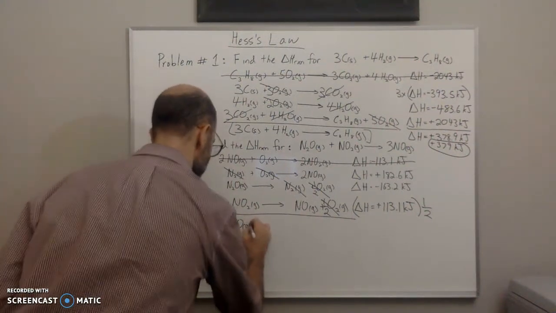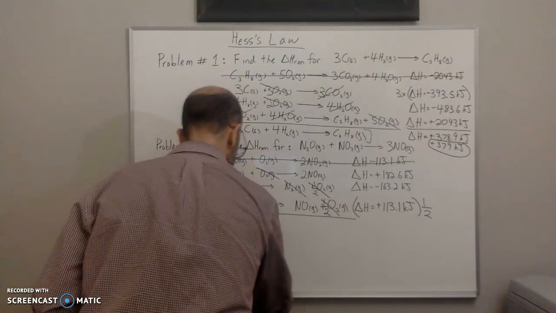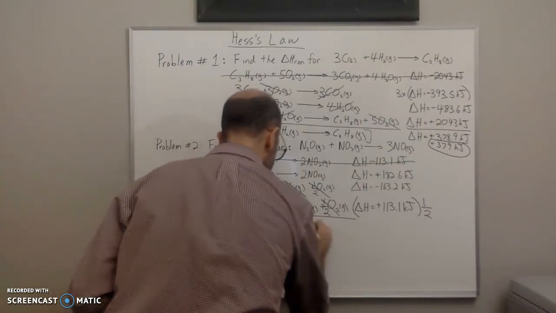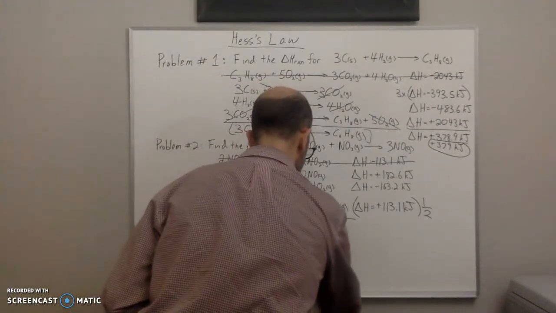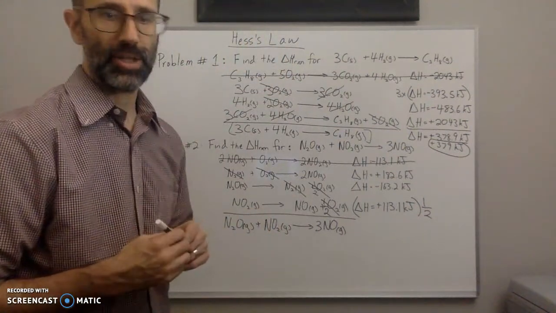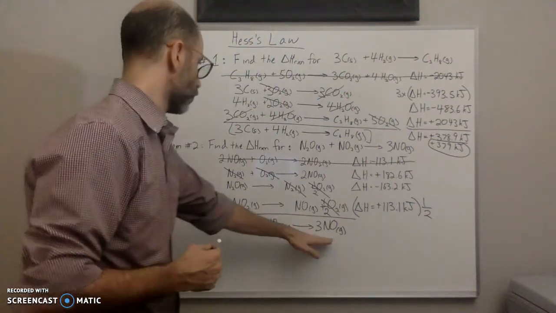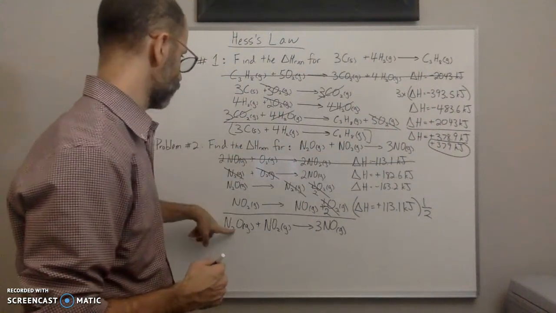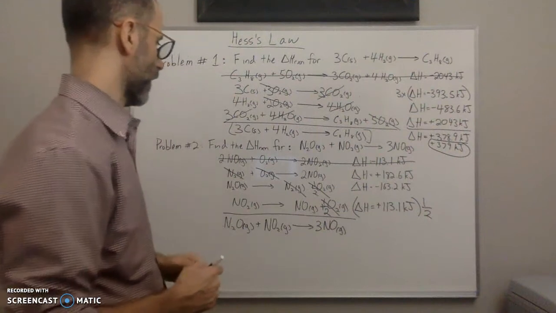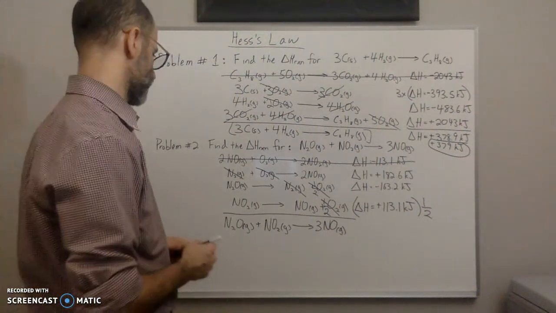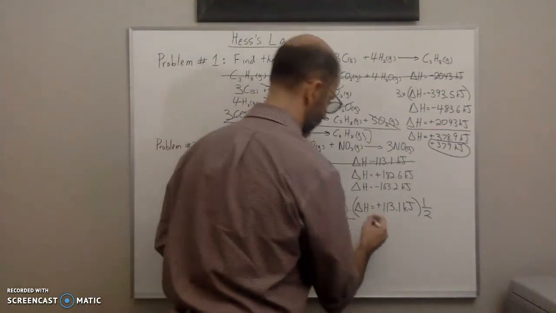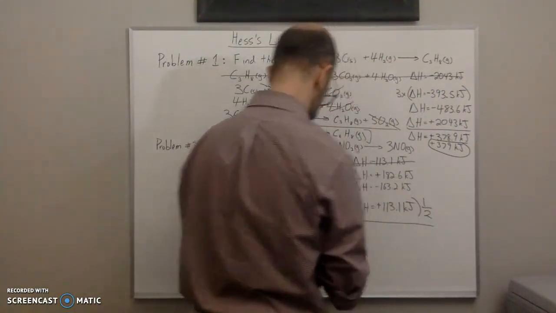N2O gas plus NO2 gas is going to give me 3NO gas. And so that is the equation that we are shooting for. And so with that, I have the target equation. So now all I need to do is add these together.